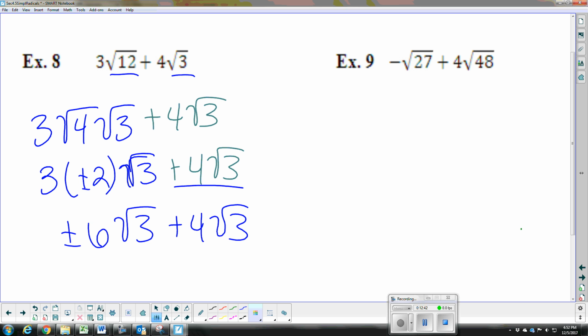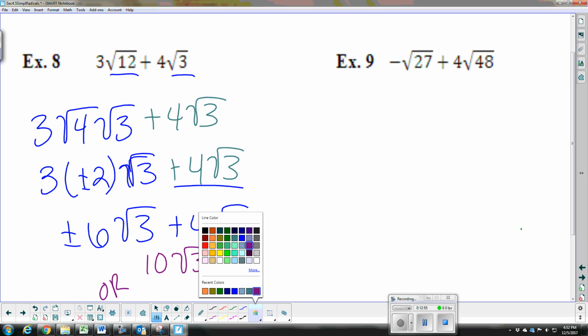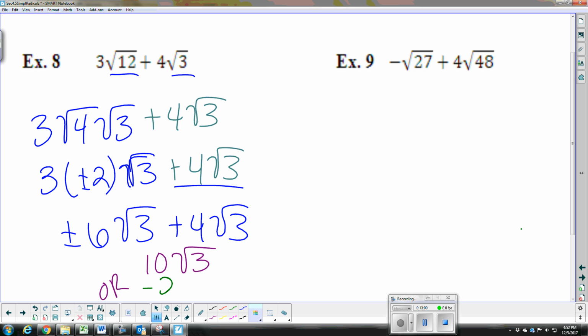Okay, so we're going to have 2 answers. So if we look at the positive one, positive 6 plus positive 4, we end up with 10 times the square root of 3. Or if we look at the negative 6 times the square root of 3 plus 4, we have negative 2 times the square root of 3. So we still have 2 answers, just like we've always had 2 answers, but now they just look a little bit different. So again, anytime you're simplifying radicals, you will have 2 answers.